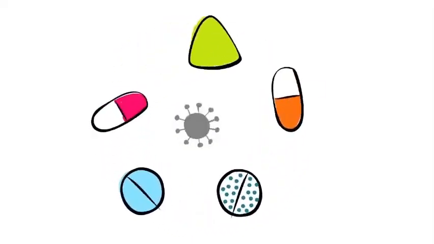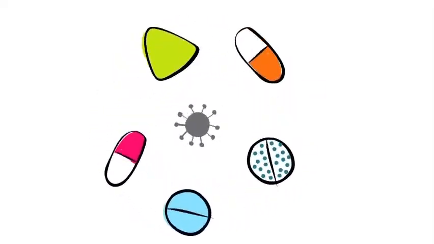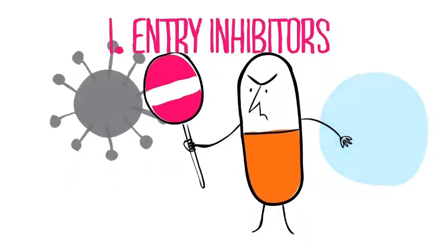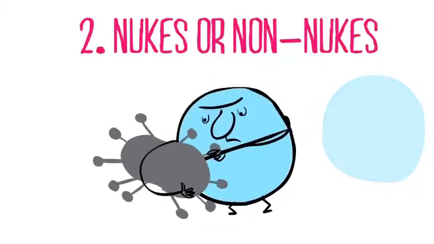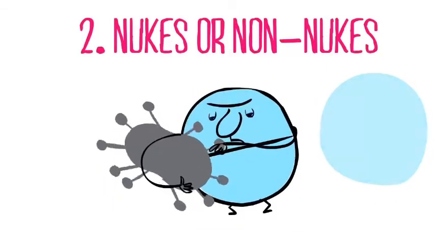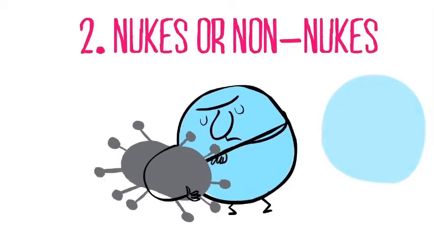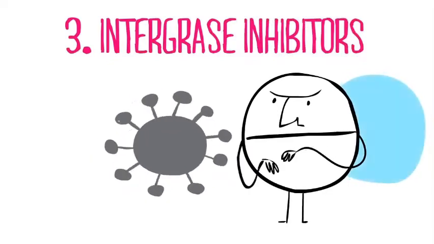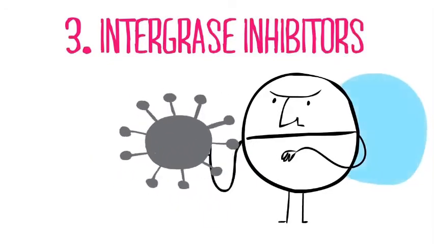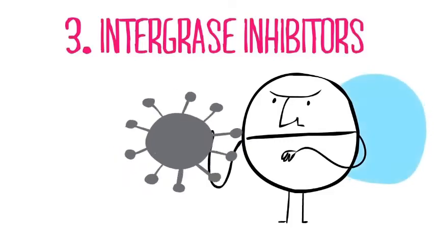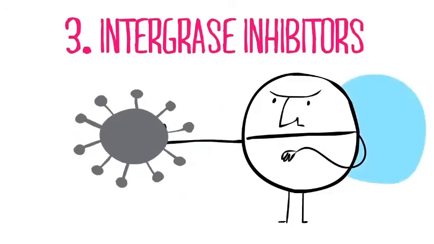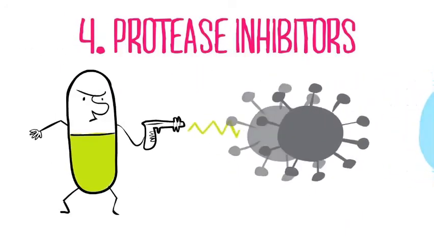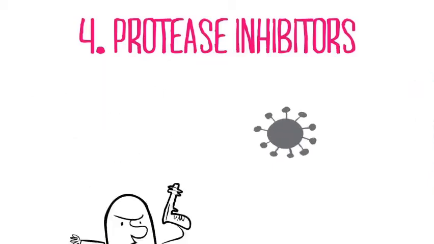All anti-HIV drugs try to prevent HIV from copying itself. The different types of drugs do this in 4 different ways. 1. Stop HIV from entering the CD4 cell. These are called entry inhibitors. 2. Stop HIV from changing its structure when it prepares to copy. These are called nukes or non-nukes. 3. Stop HIV that is already in the CD4 cell from getting to the place in the cell where it can copy. These are called integrase inhibitors. 4. Stop HIV from copying. These are called protease inhibitors.